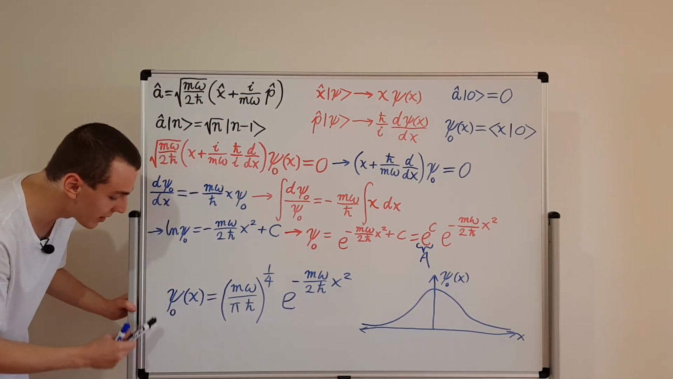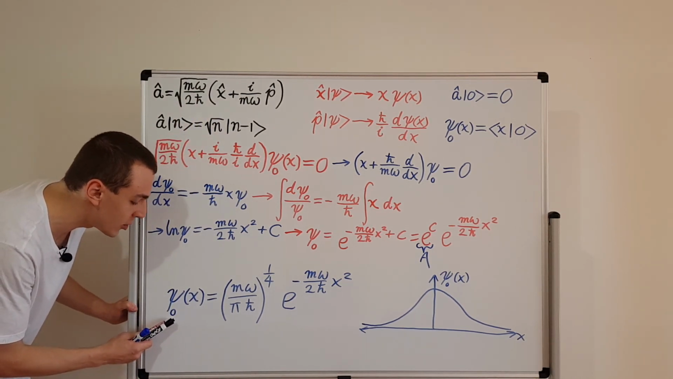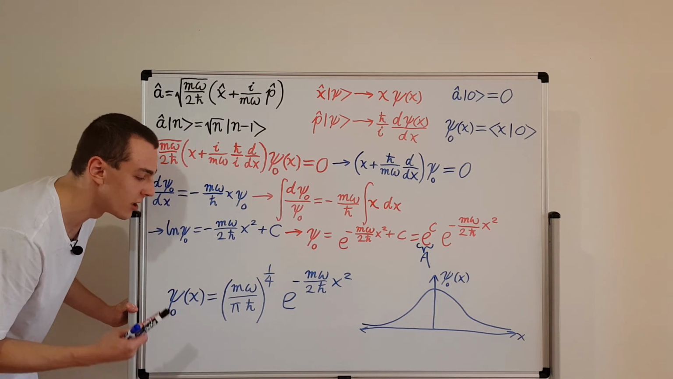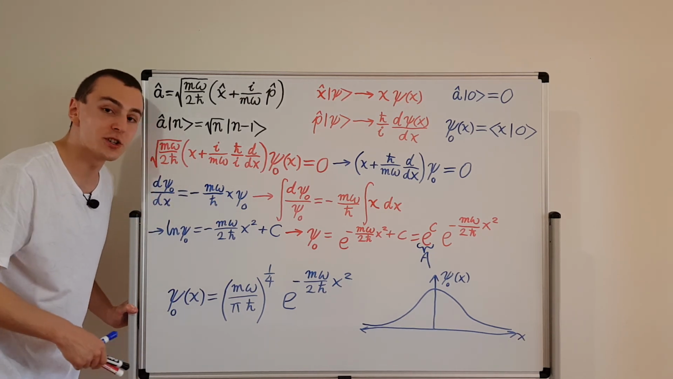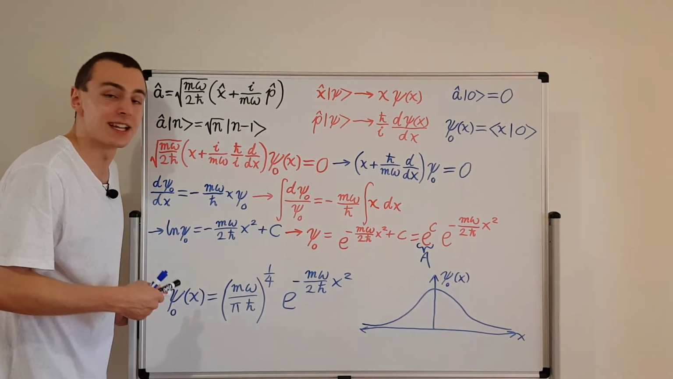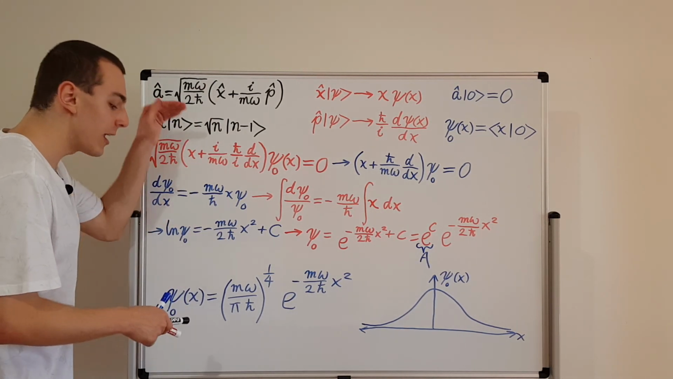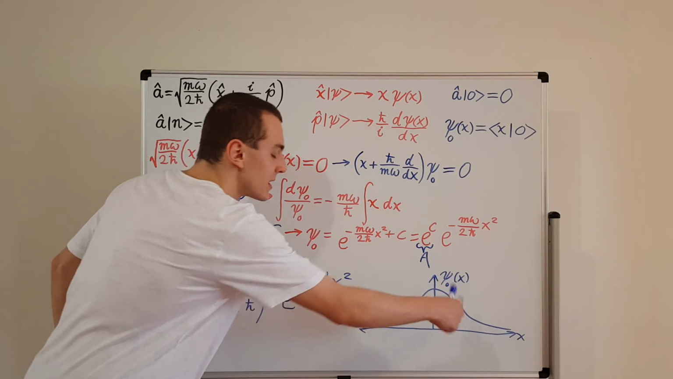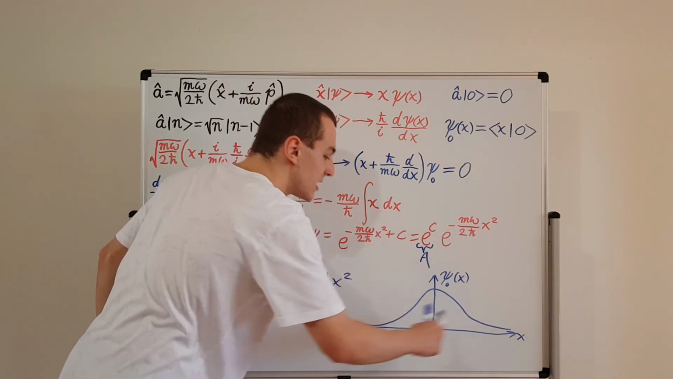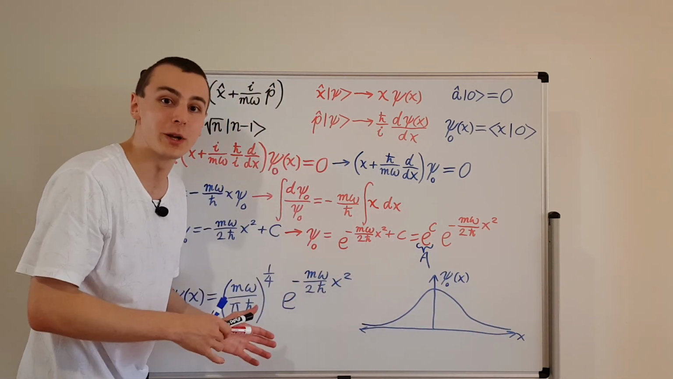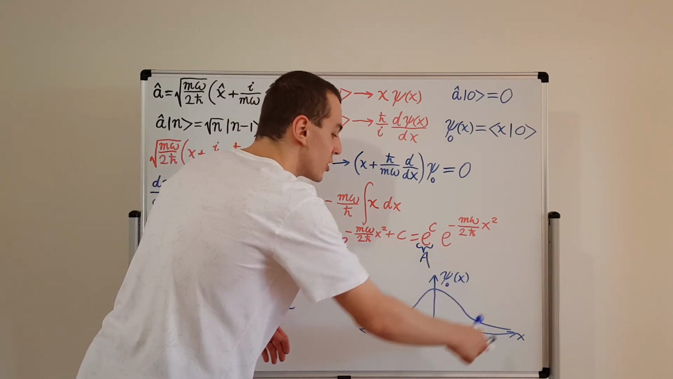This notation over here, psi sub 0, is just standard notation for the ground state wave function. In later videos, we'll also find some excited state wave functions. Those are the higher energy states that have more energy, and they're going to have more lumps and bumps. So it's not going to be just a simple Gaussian, it's going to be a Gaussian times a polynomial. And that's going to give us some more interesting shapes.